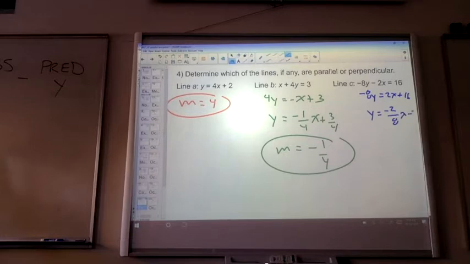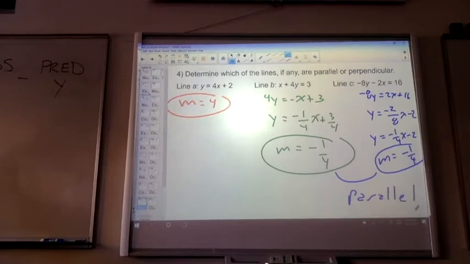Which one? I divided by the -8. You mean, you wouldn't divide like the 2 and the 8? Yeah, that gives you -2... All right, what's the slope of this one? -1/4. All right. So these are parallel.